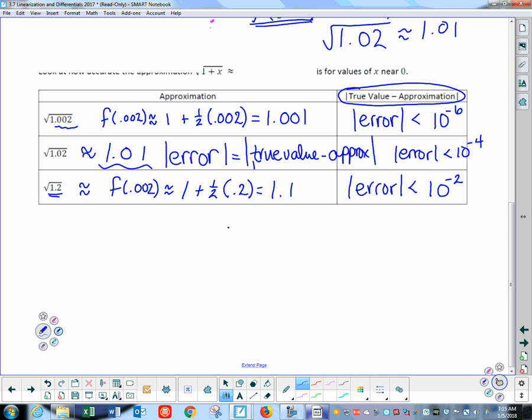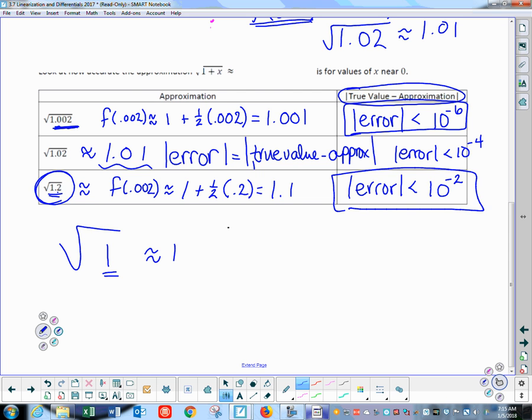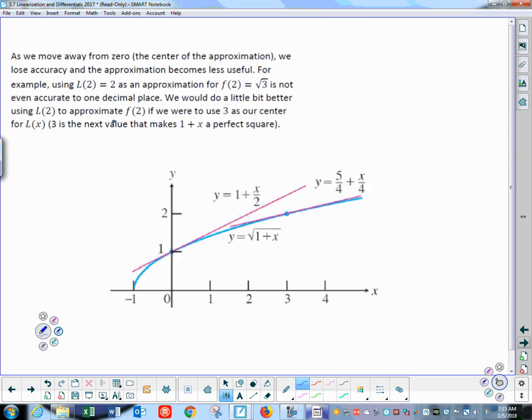So you can see, this was designed to be the square root of 1 is where our estimation is kind of centered over. The closer I am to 1, obviously the less error I pick up. The farther away I move from 1, like 1.2, the less accurate I become. And you can kind of see that on a picture as well.